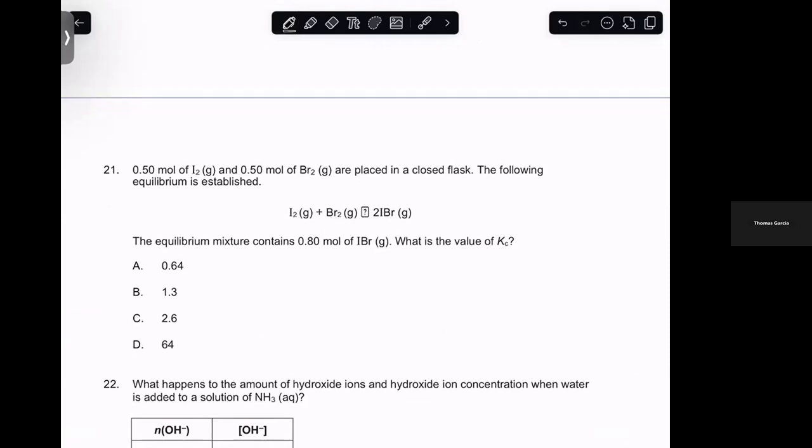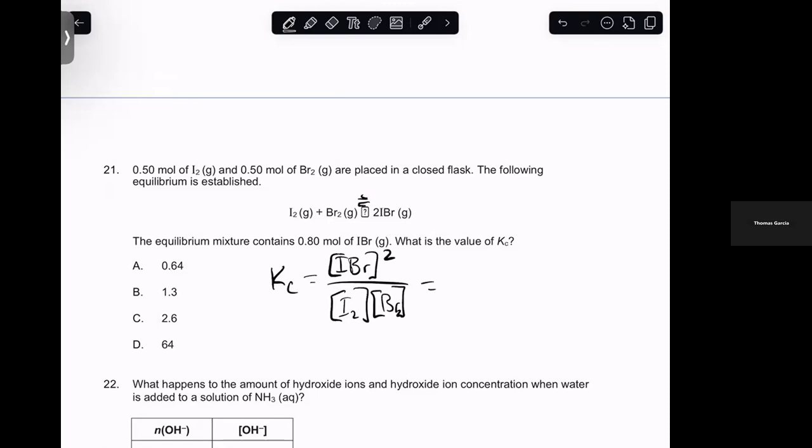21. 0.5 moles of I2 and 0.5 moles of Br2 are placed in a closed flask. The following equilibrium is established. Ooh, whoops, my little arrow did not go through. Oh, this is equilibrium. I should just do the equilibrium arrow. The equilibrium mixture contains 0.8 moles of IBr. What is the value of Kc? Well, you might want to do an ice table, and that could work, but truthfully, we don't need to. What I'm first going to do is write my equilibrium constant, which is just IBr squared over iodine times bromine concentration.